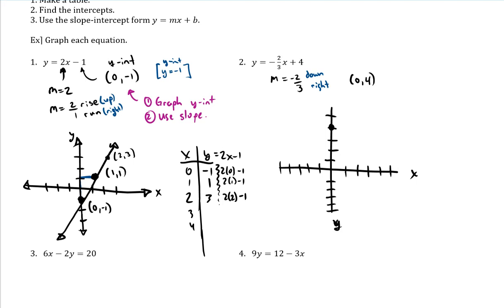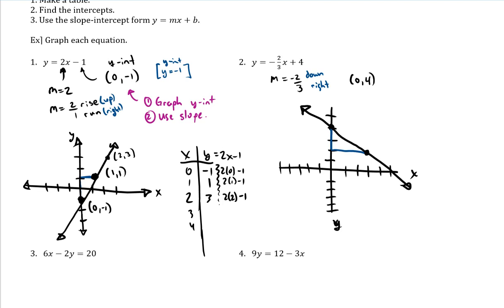So 1, 2 down. Actually, let me show it in the blue. So down 2, and then we'll run 3. So 1, 2, 3 right there. So this in the blue is not part of the graph, just doing it for the visual. And that gives us our point. So down 2, right 3, and then now we connect these the best we can.